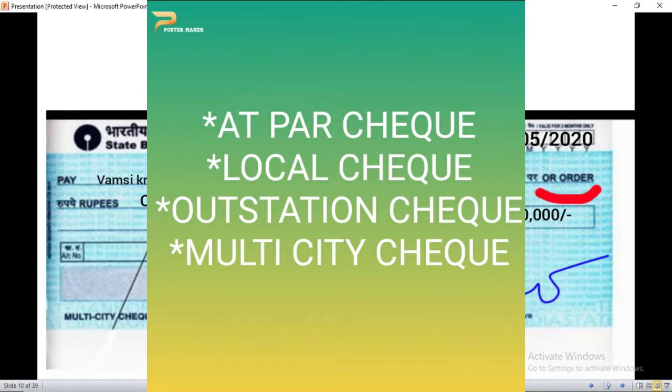Outstation check means it is presented in other cities, but it shall attract some fixed banking charges. Multi-city check means it is payable at all home or non-home branches. It can be cleared by any of the branches like a par check.